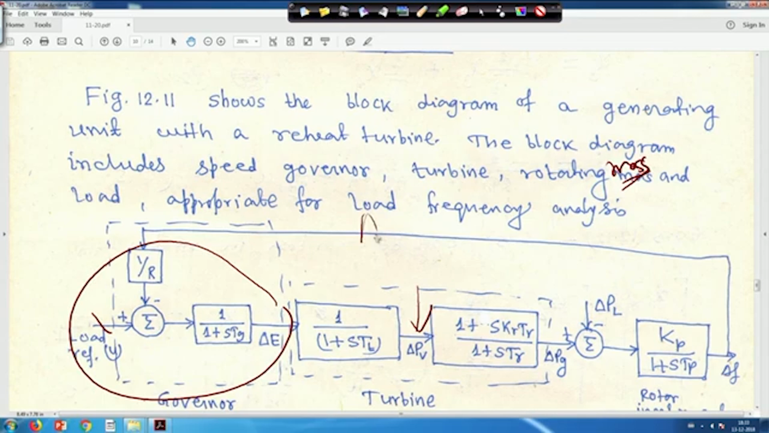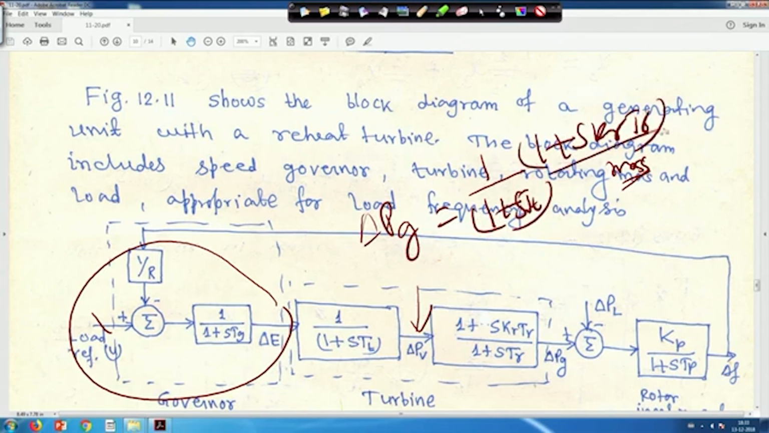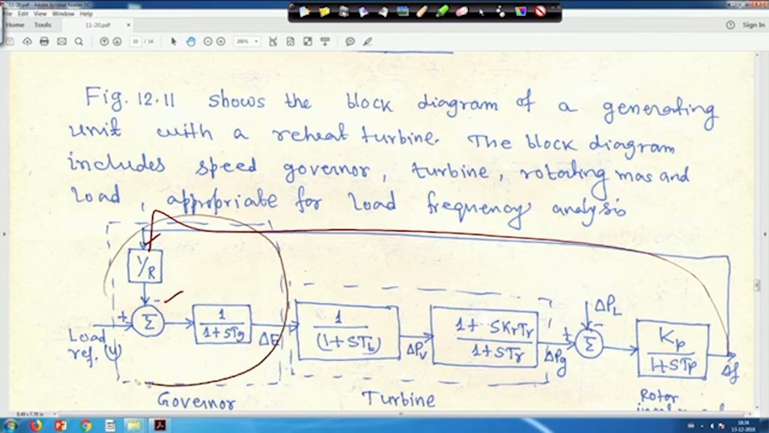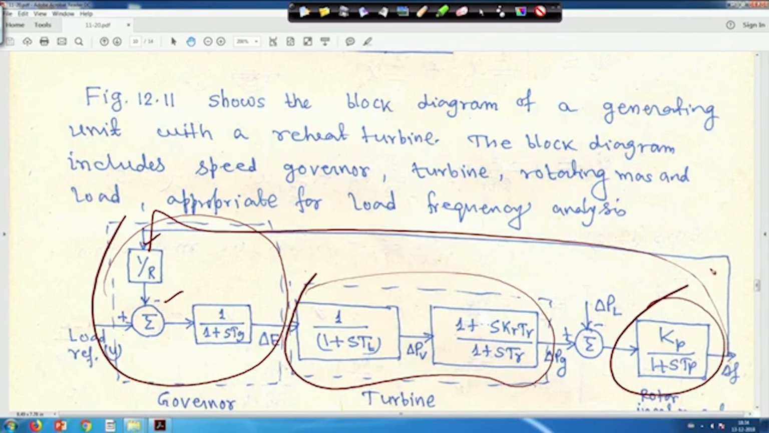So we have seen that delta Pg is equal to 1 upon 1 plus sTt into 1 plus sKrTr divided by 1 plus sTr, into delta E. So we have to make it in state variable form. These two blocks are split, and in between one state variable is taken, that is delta PV. Delta Pg is the output here, and minus delta PL into Kp upon 1 plus sTp gives delta F, and this delta F feedback comes here through 1 upon R. So this part is the governor part, this part is the turbine part, and this is the power system part.